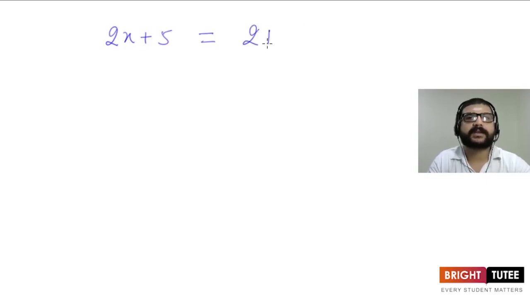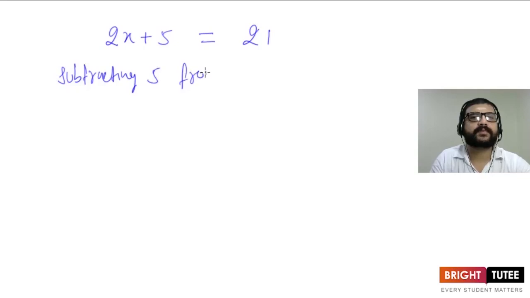Now let's see one more example. Let's say we are having 2x plus 5 is equal to 21. Now we have to find value of x from here. First, let's get rid of this plus 5 written with 2x. For that, what we are going to do? We are going to do subtracting 5 from both the sides.